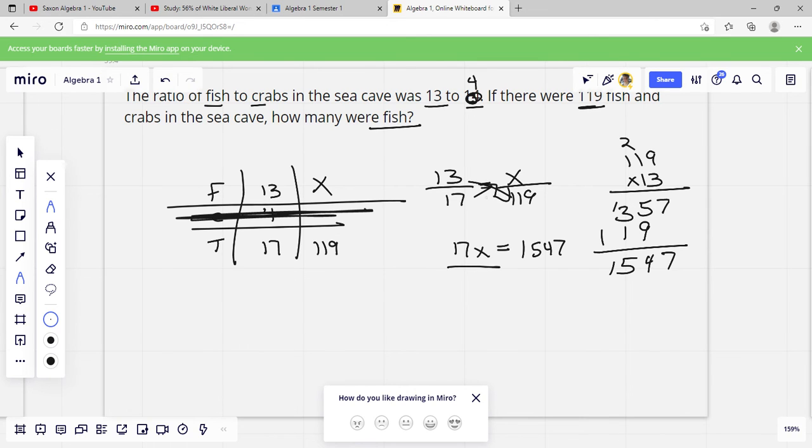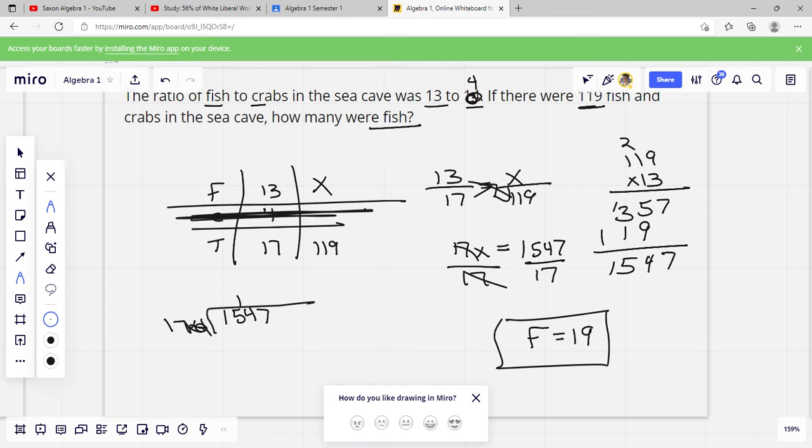And then we divide by the number that was diagonal from the X, so that's 17. Divide both those by 17. And you would be using a calculator for this, so no big deal. It's going to come out to 91. So F is going to equal 91. That's supposed to be a 17 right there. Okay, so you multiply 13 times 119, and then you divide by 17.